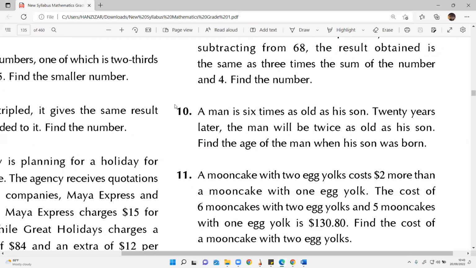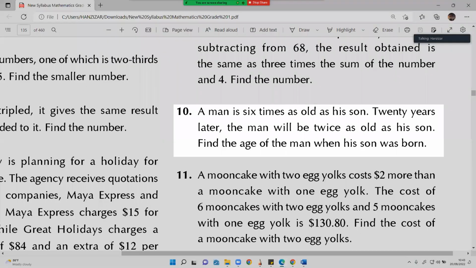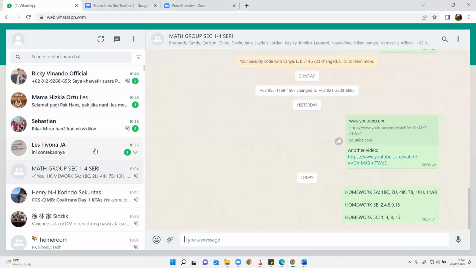Can we do number 10? Do we have 10 here? No, yeah. Oh, no 10. Okay.